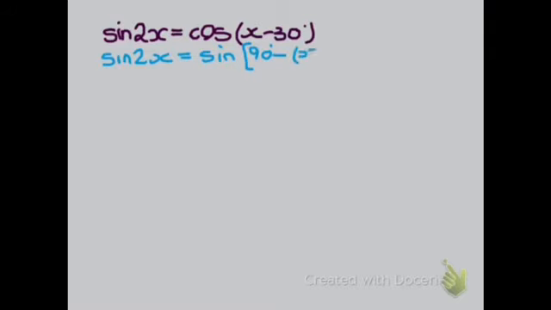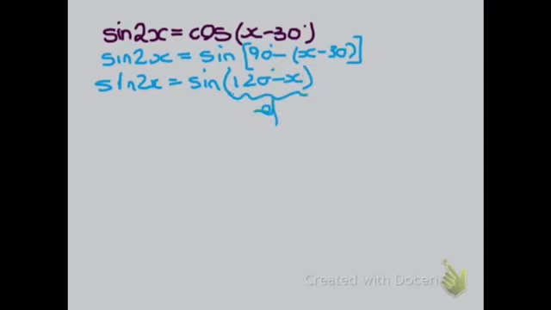minus x minus 30. Now, before you write that down as the reference angle, personally, I'd suggest we just simplify it because it's just ugly. So we've got sine 2x equals sine, so that's 90 minus minus 30, so that's 120 minus x. Okay, so again, here is my reference angle, and the 2x is the angle we're solving for.